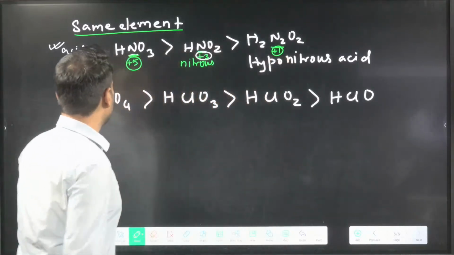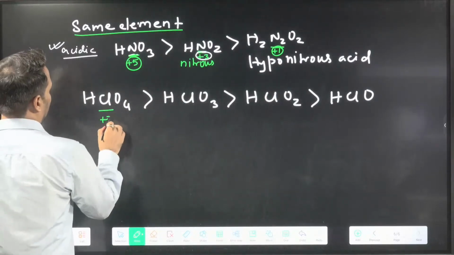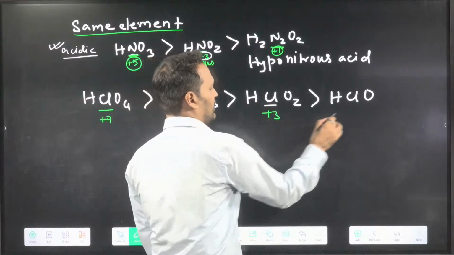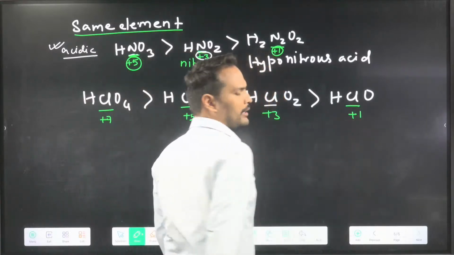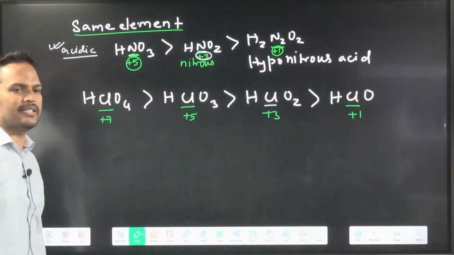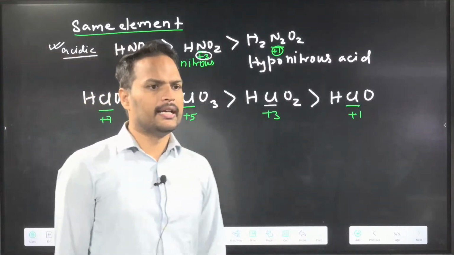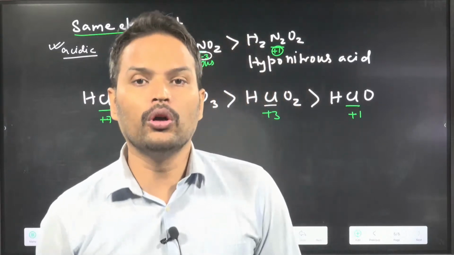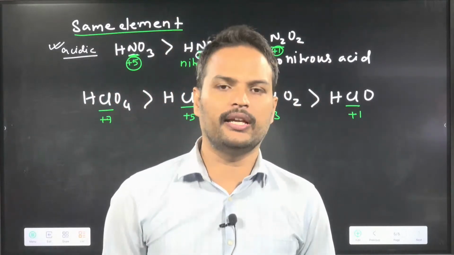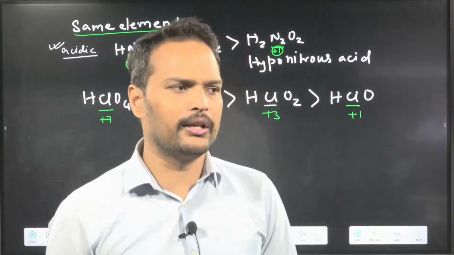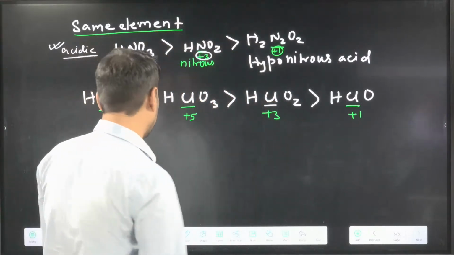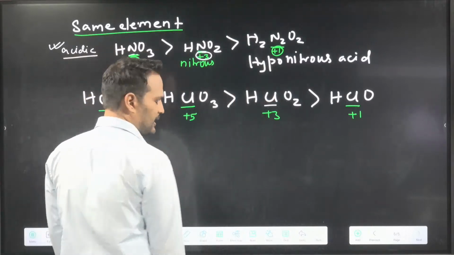Okay? Similarly, same thing. Here you will get +7. Here you will get +5. Here you are getting +3. Here you are getting +1. So if element is same, check the oxidation state. If you know how to find oxidation state, very good. If you don't know how to find oxidation state, then wait for the chapter redox. Although we are talking about repeaters, long term, you should know these basic things.